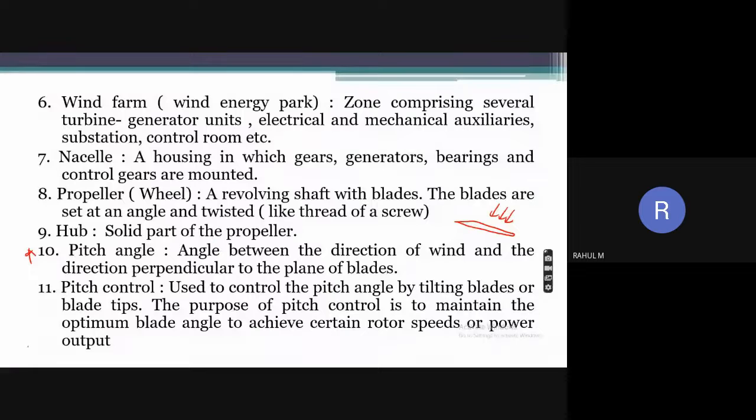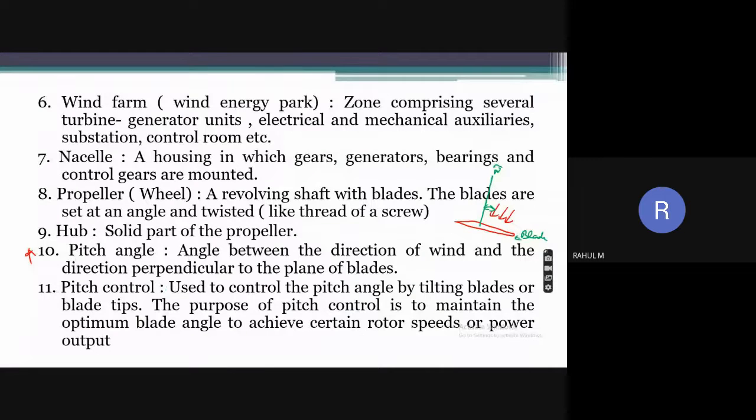Then the pitch angle is defined as, let this be the normal to the blade, the angle between these two. The angle between the direction of wind and the normal to the blade. So this is your blade, and the angle made by the normal of the blade to the wind direction is called the pitch angle. This pitch angle is very important because if you have an optimum pitch angle, it can utilize the maximum wind. So the pitch control is important.